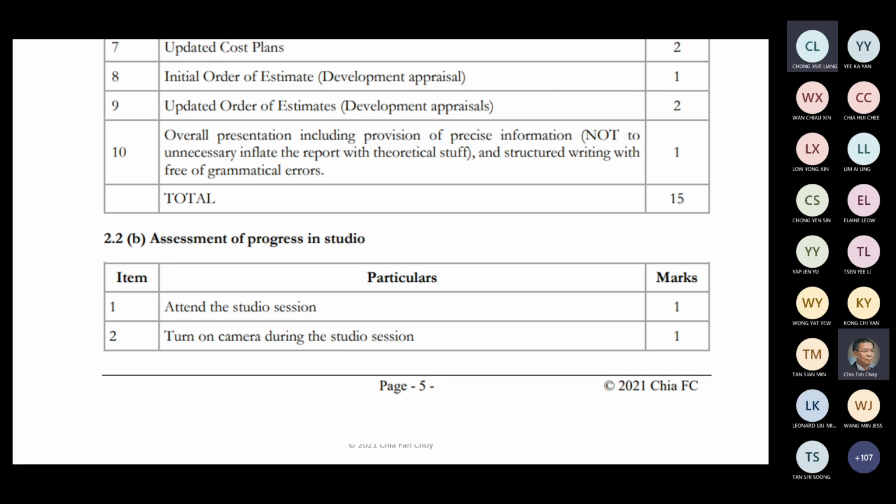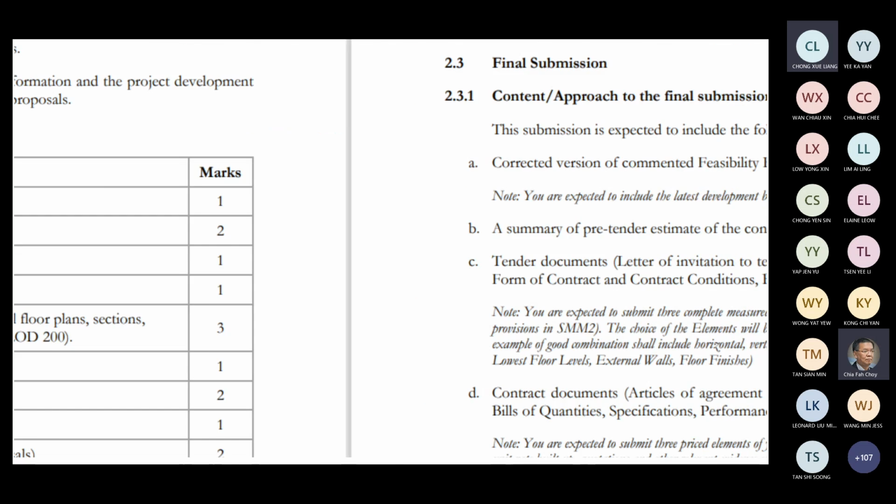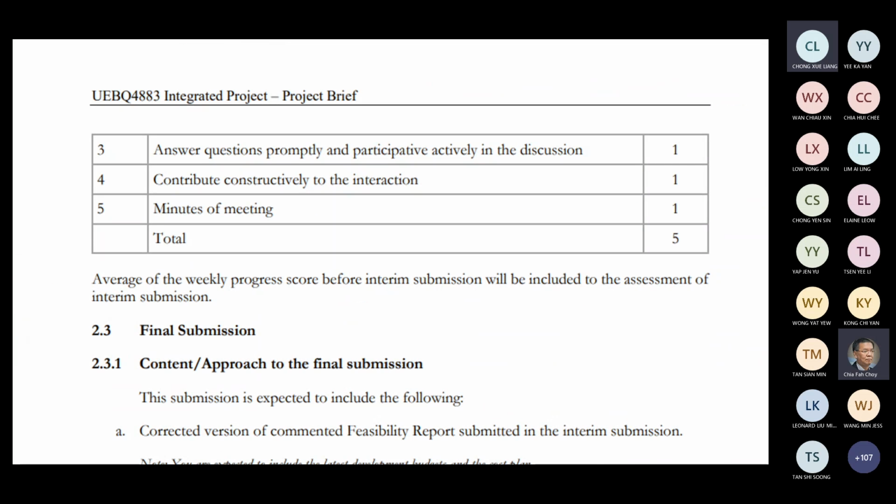During the studio session, you turn on your camera so that your studio master can talk to you and see you. That is another 1 mark. If you don't want to turn on your camera and your friend turns on the camera, of course the marks are different. So there are 2 marks. Answer questions promptly and participate actively in the discussion. If you take initiative to answer the question, that is 1 mark.